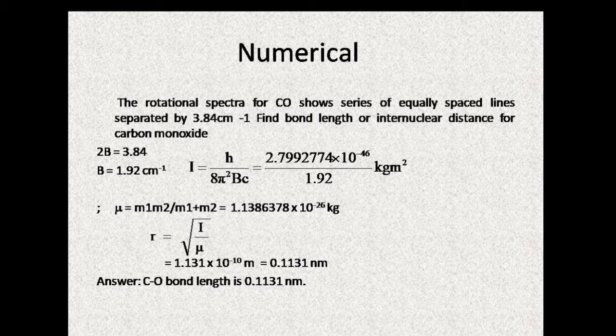Now you know I is equal to mu r square. So what is the value of r? It is nothing but square root of I upon mu. So put the values of I and mu in this equation. What do you get? You get the value of r. Now what is r? R is nothing but the length of the rod, which is nothing but the bond length or internuclear distance between carbon and oxygen.